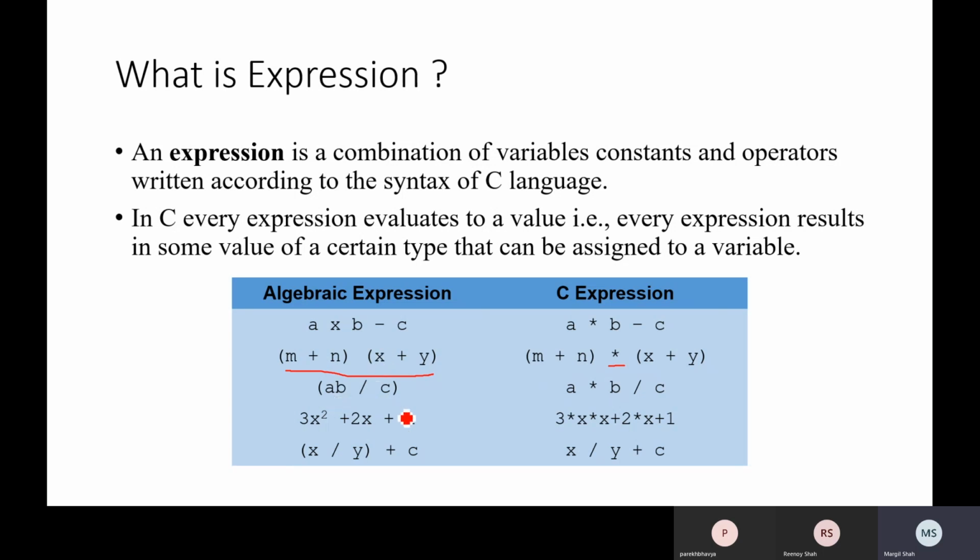Same way, AB divided by C may be rewritten like A into B divided by C. 3x square plus 2x plus 1 becomes 3 into x into x plus 2 into x plus 1. Now you might have a question: suppose instead of x square, we have x to the power of 10. Should I write 3 into x ten times? Yes, one thing you can do is that, but another thing is that we have certain functions by which we are able to apply the power of the variable. Now x divided by y plus c, it's fine. So that is an expression.